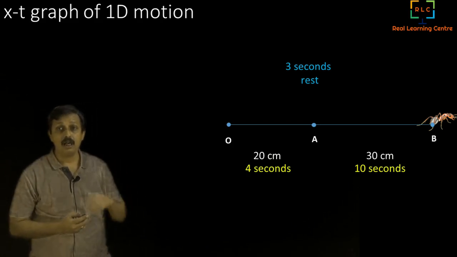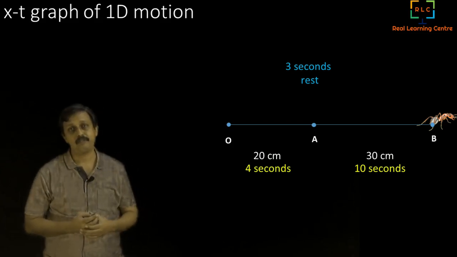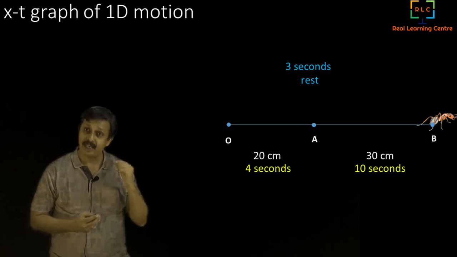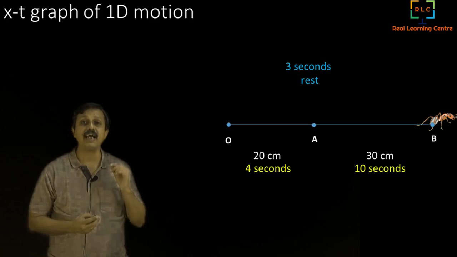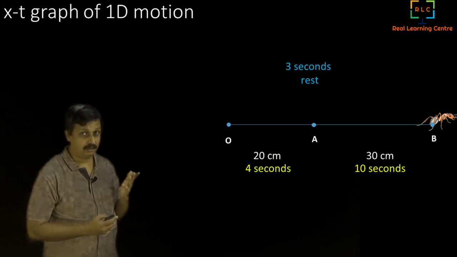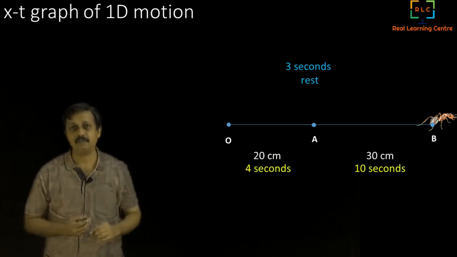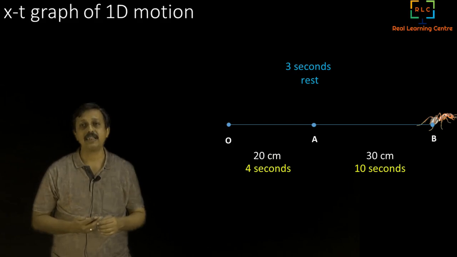Now I want to plot an XT graph of such a 1D motion. That means at every point in time, like after 1 second, after 2 seconds, after 3 seconds, where was the ant? I want to see that. So that is basically called an XT graph: where was the ant after every small interval of time?